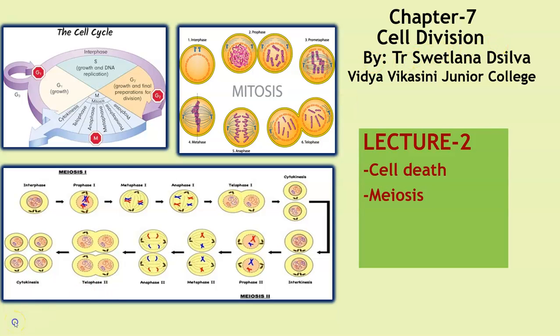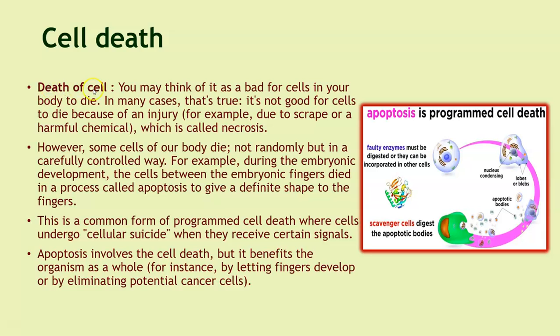So let's begin. Cell death, or death of a cell, you may think of it as a bad thing for the cells in your body to die. In many cases, that's true. It's not good for cells to die because of an injury, for example, due to a scrape or any harmful chemical, which is called necrosis. However, some cells of our body die not randomly but in a carefully controlled way.